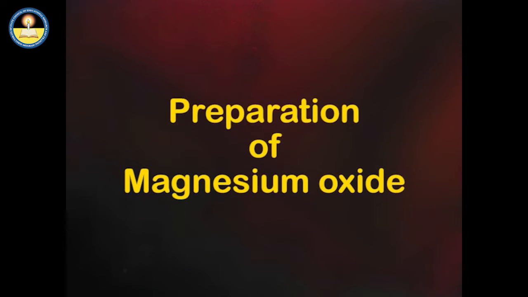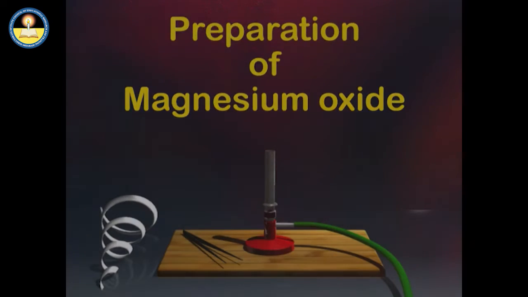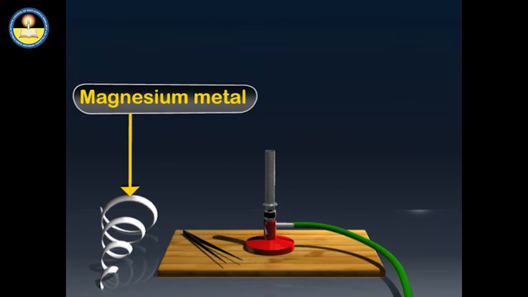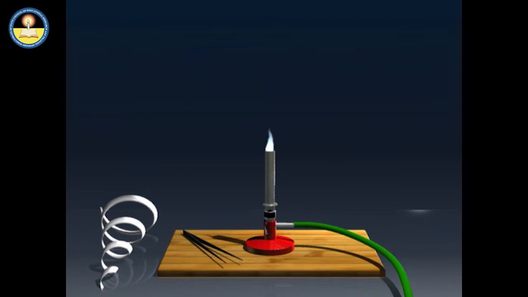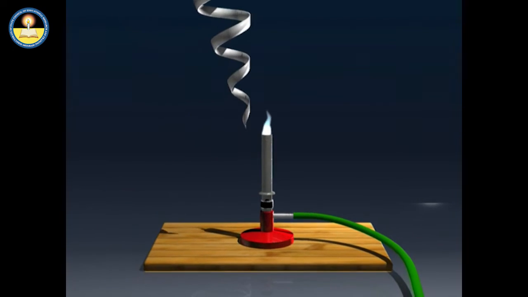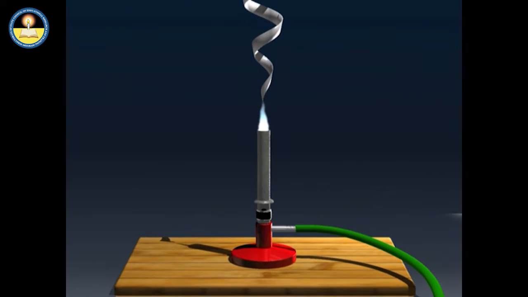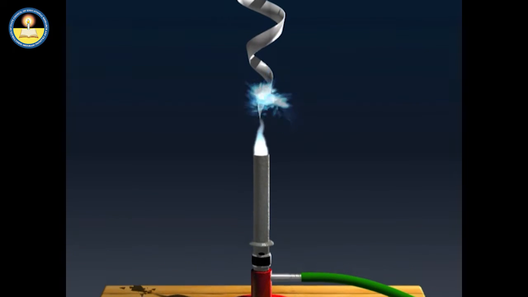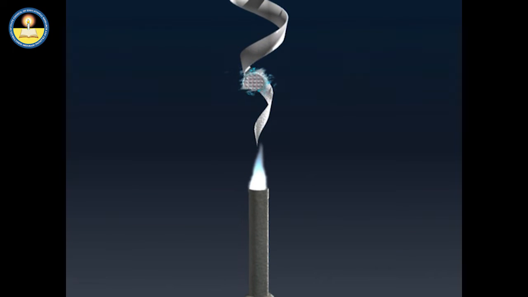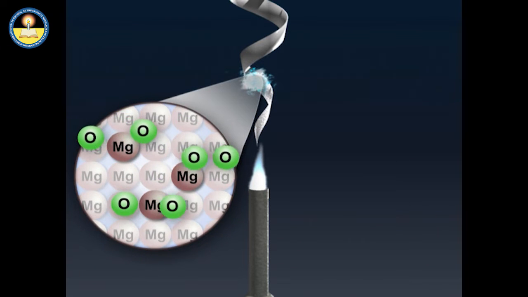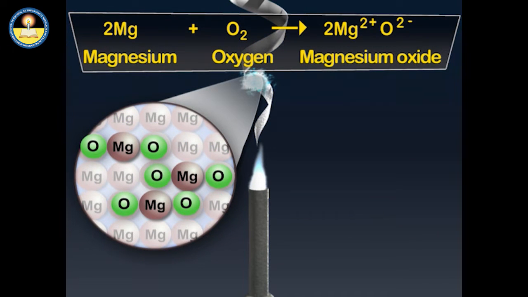Let us perform an activity for preparation of magnesium oxide. For this, we take a magnesium metal wire and keep it on top of the flame of a burner till it catches fire. What do we find? We find that the magnesium wire burns with a sparkle and forms a white solid magnesium oxide, which consists of magnesium 2+ ions and oxygen 2- ions respectively.